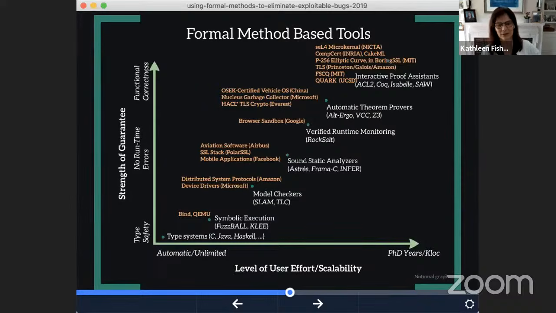As I mentioned, at the bottom left are type systems. At the top right are interactive theorem provers. And in the middle are things like symbolic execution, model checkers, sound static analyzers, verified runtime monitors, and then automatic theorem provers. And the orange type here are examples of systems that have been proven to have desirable properties using each of these different kinds of approaches. So we can see that there are useful things that you can do at any one of these levels of effort.